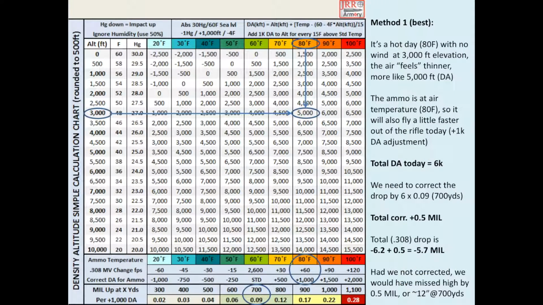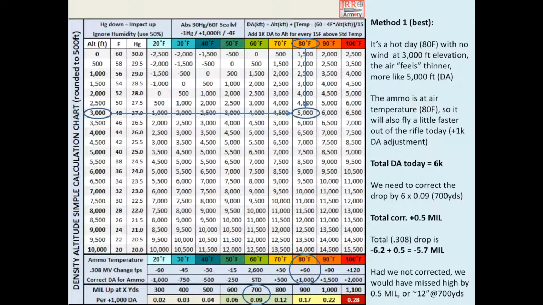So let's look at an example. If we are at 3,000 feet and it's 80 degrees Fahrenheit, the equivalent density altitude is 5,000 feet. So it feels like we are at 5,000 feet, so basically the air feels thinner for the bullet. And this is because we are at that point off by 30 degrees Fahrenheit above the standard temperature. So it means we add 2,000 on top of the 3,000.